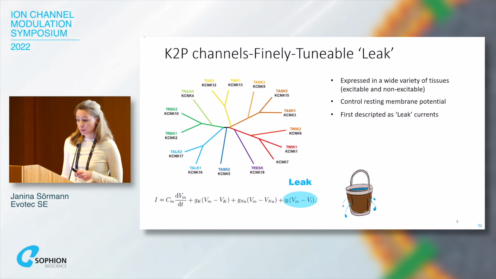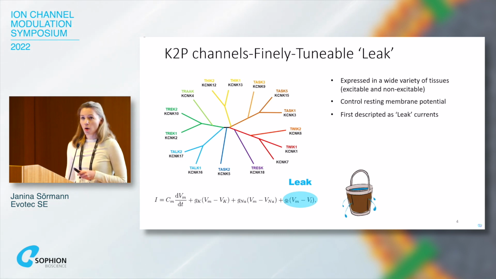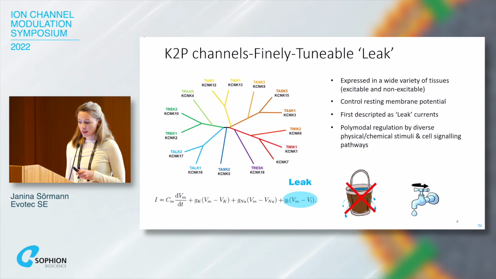K2P channels are expressed in almost every cell in the human body, and they play a very important role in controlling the resting membrane potential. First, they were described as leak channels by the original Hodgkin-Huxley model, but this is actually not true. We have many regulators for these channels: physical and chemical stimuli, cell signaling pathways, pH, and many more.